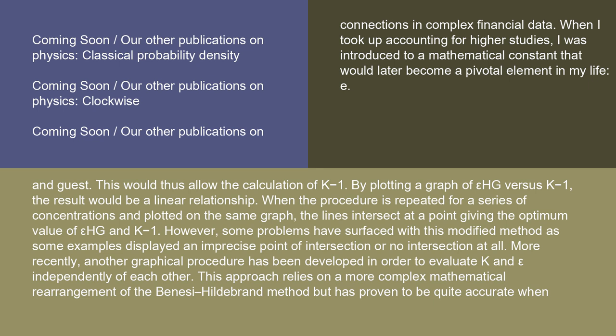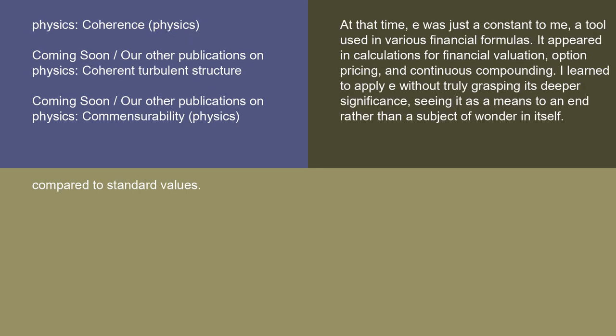However, some problems have surfaced with this modified method, as some examples displayed an imprecise point of intersection or no intersection at all. More recently, another graphical procedure has been developed in order to evaluate K and epsilon independently of each other. This approach relies on a more complex mathematical rearrangement of the Benesi-Hildebrand method, but has proven to be quite accurate when compared to standard values.